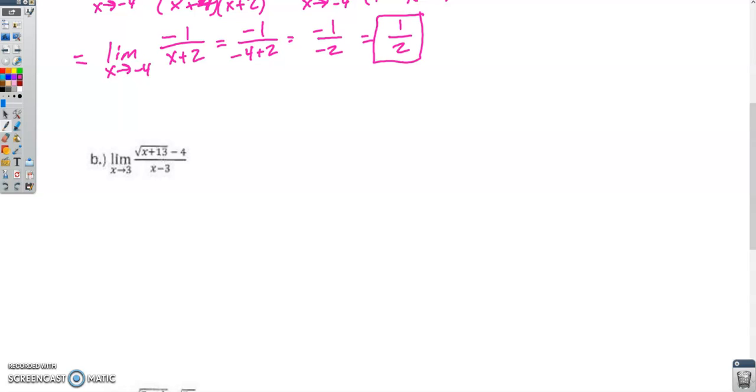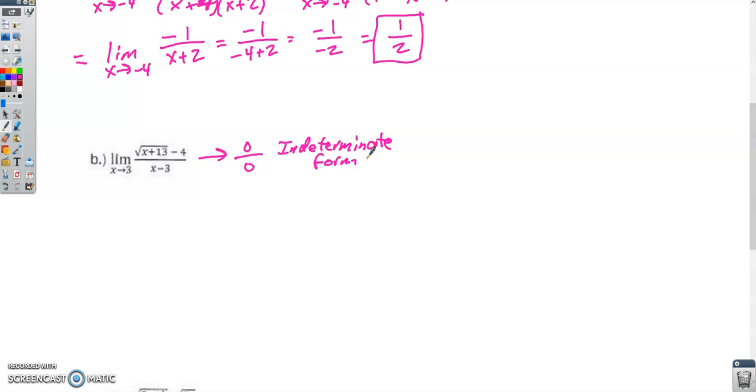And again, I can quickly confirm that this is a 0 over 0 indeterminate form by substituting 3 in there. That gives me the square root of 3 plus 13, or 16. Square root of 16 is 4. 4 minus 4 is 0. And 3 minus 3 is 0, so we have that indeterminate form. So now I want to simplify this algebraically.